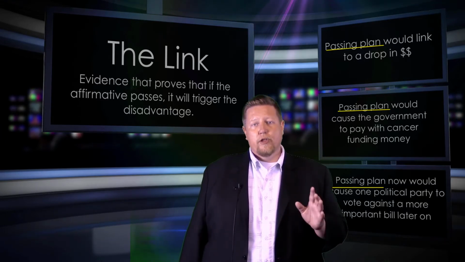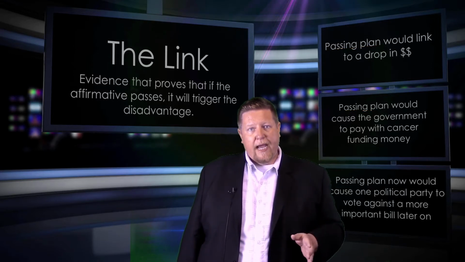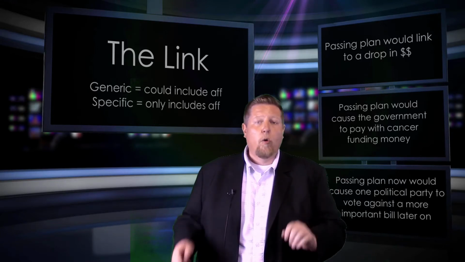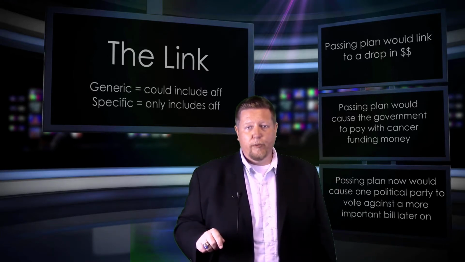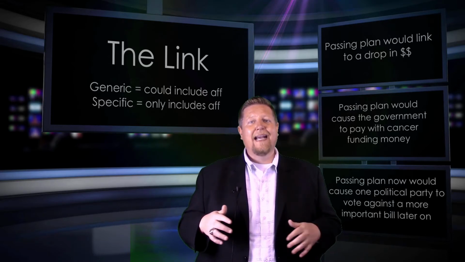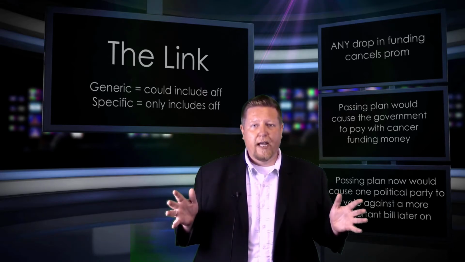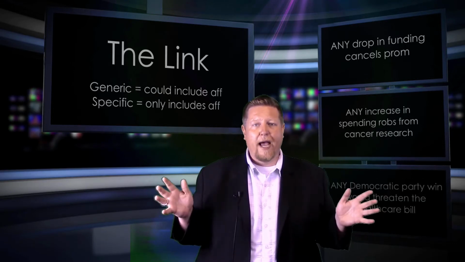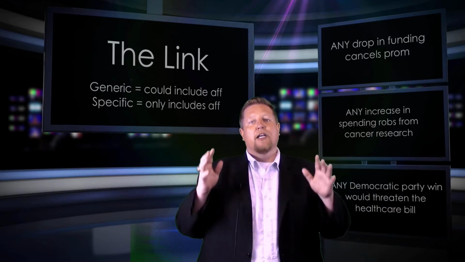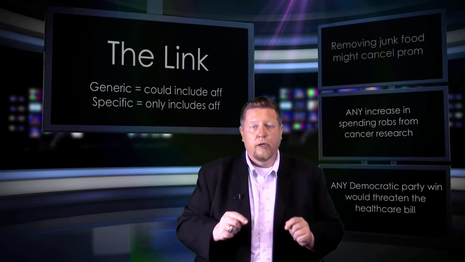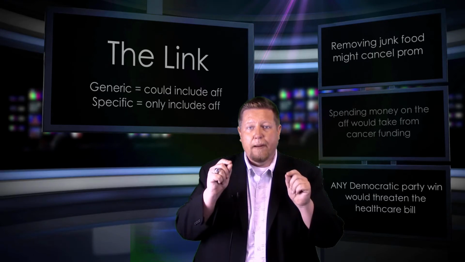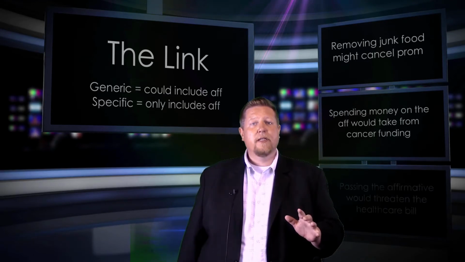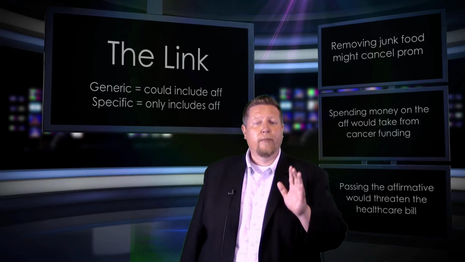Now, in the world of debate, there are two types of links, generic and specific. And the difference is whether the evidence describes a generic action that could include the affirmative plan or a specific action that only includes the affirmative plan. A generic link might contend that any drop in school revenue would cancel the prom, or that any increase in government spending would threaten cancer funding, or that any bill passed by the Democrats would threaten the health care bill. A specific link might claim that removing junk food from the vending machines would cancel prom, or that spending money on the specific affirmative plan would threaten cancer funding directly, or that passing the military surveillance bill would threaten the health care bill specifically.